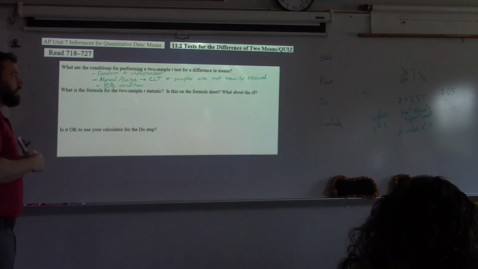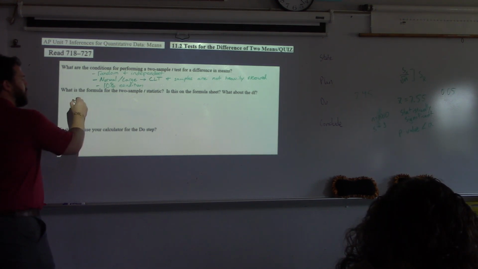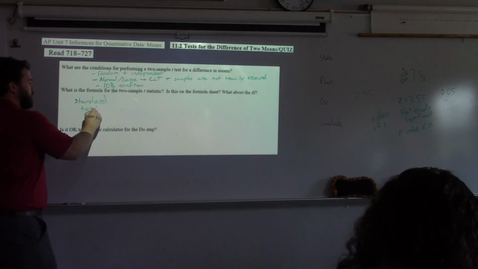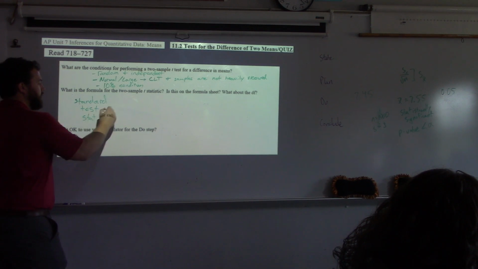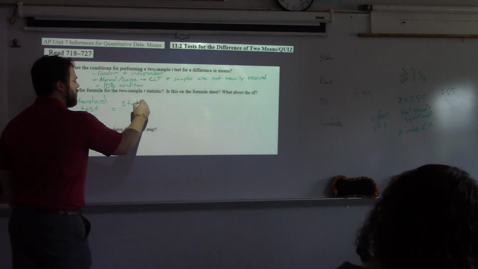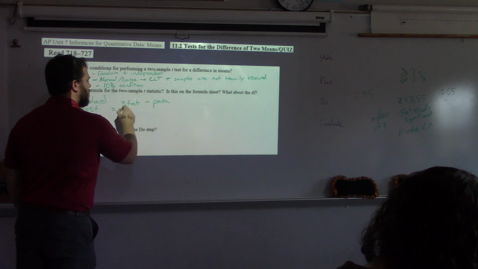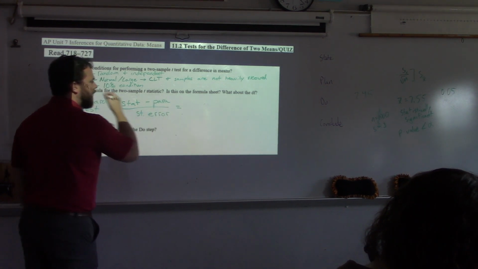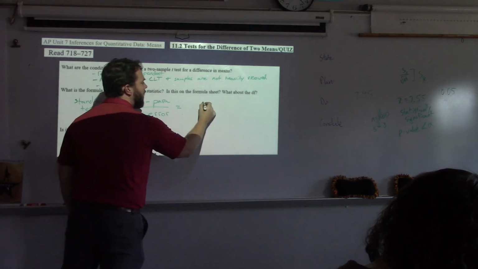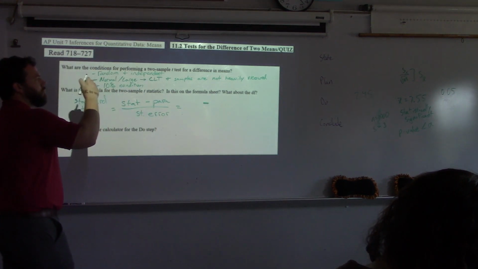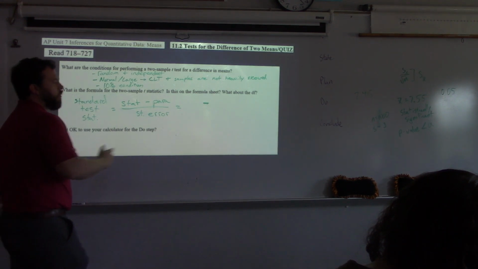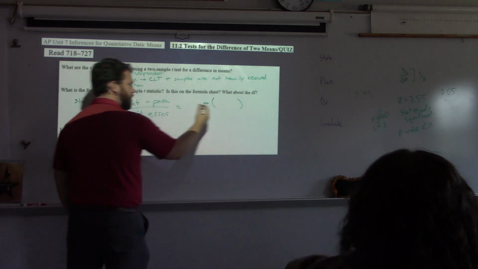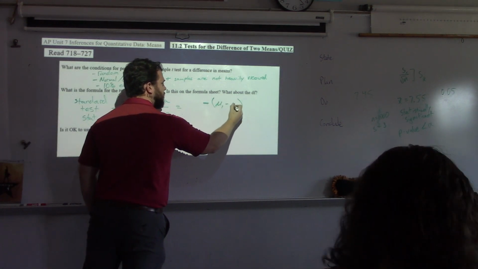Now, the standardized test statistic has never changed. What is the standardized test statistic? Stat minus parameter, divided by standard error. Look at that formula sheet. Thinking through it, I would always start with my parameter. If I'm looking at a difference in means, what would my parameter be? It'd be mean 1 minus mean 2. Mu 1 minus mu 2.